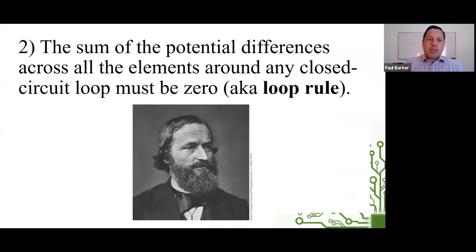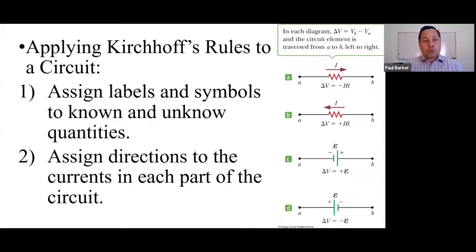That's the loop rule. Next, how to apply Kirchhoff's rules to a circuit. Number one, assign and label the symbols to known and unknown quantities. For example, on the right hand side of the slide, you can see that we have A going to B. So we have potential difference equal to negative IR, negative because the resistance is working against the current. For the second diagram, we have the current going with the resistance. So we have potential difference equal to positive IR.